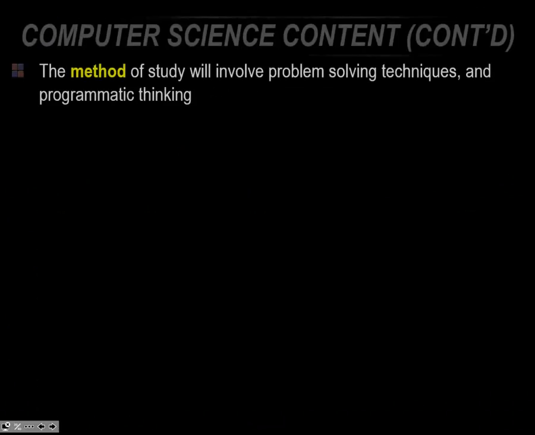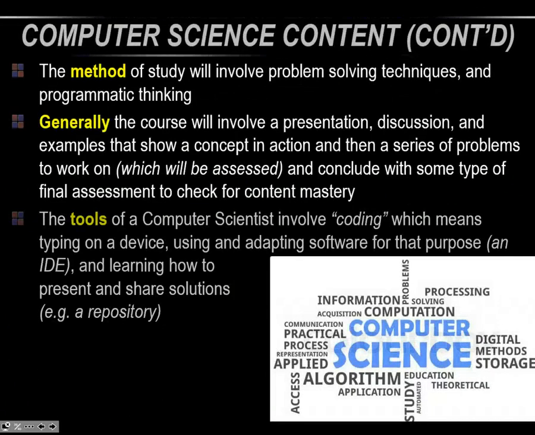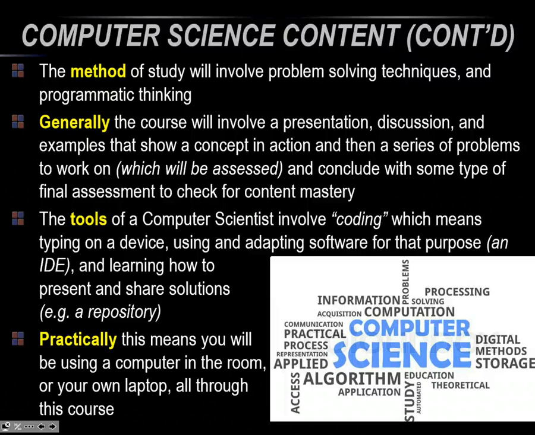Okay? The method in computer science involves a variety of techniques within problem solving and programmatic thinking. So in general, the course will involve me giving a presentation or an example and a discussion that will show a concept in action, and then a series of problems that you will be working on, which I will assess you on, and then conclude with some kind of final assessment, whether it's a test or a quiz or something, that will check for mastery of that content.